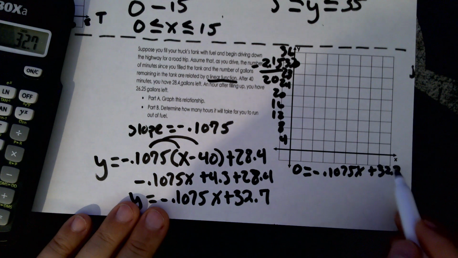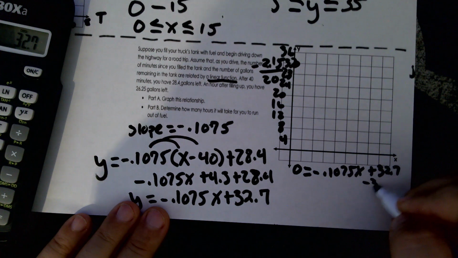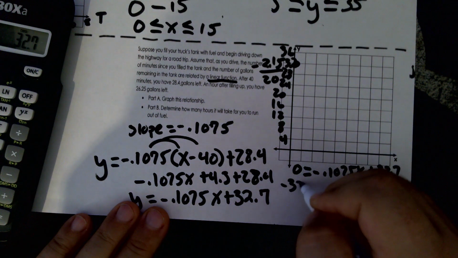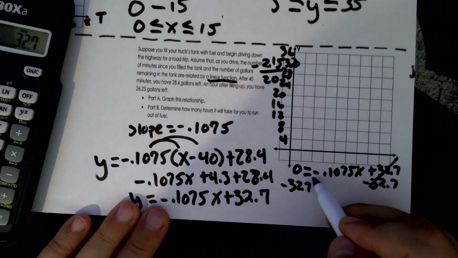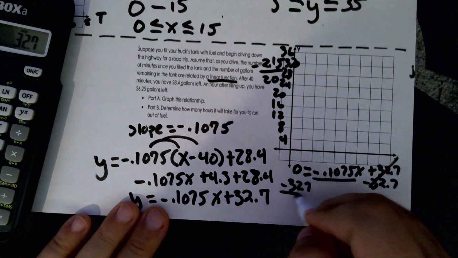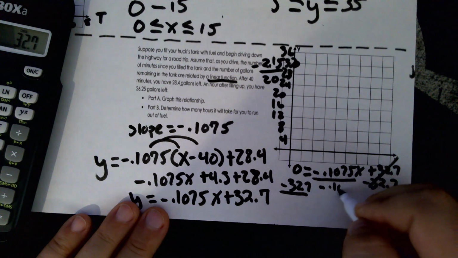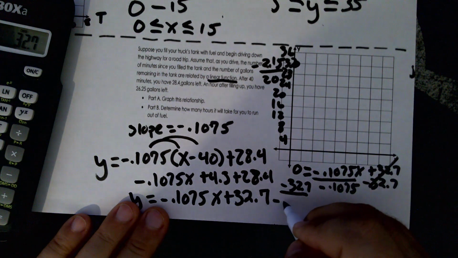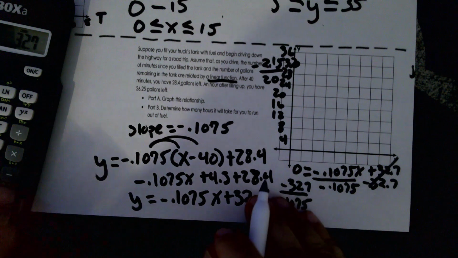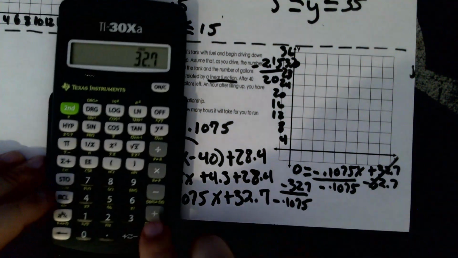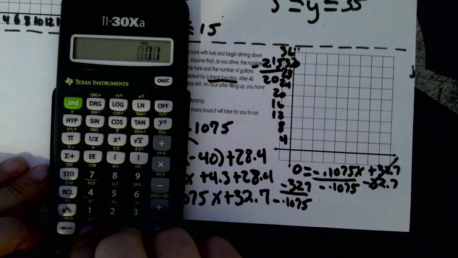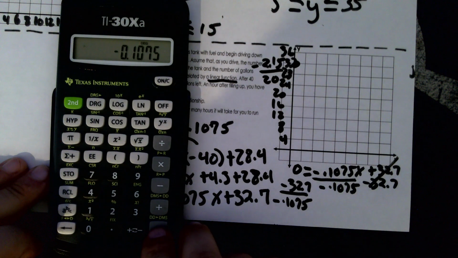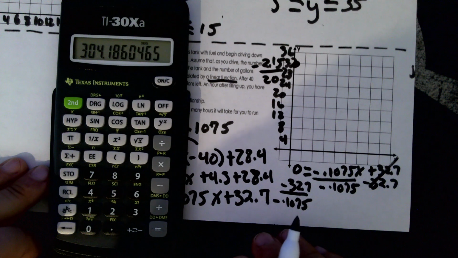So I've got to move the 32.7 onto the other side. And then I need to divide by this negative 0.1075, both of these numbers. Okay, so I already have 32.7 in my calculator. I'm just going to turn it negative, and I'm going to divide by negative 0.1075. And that's how many minutes went by. All right, so 304 minutes.